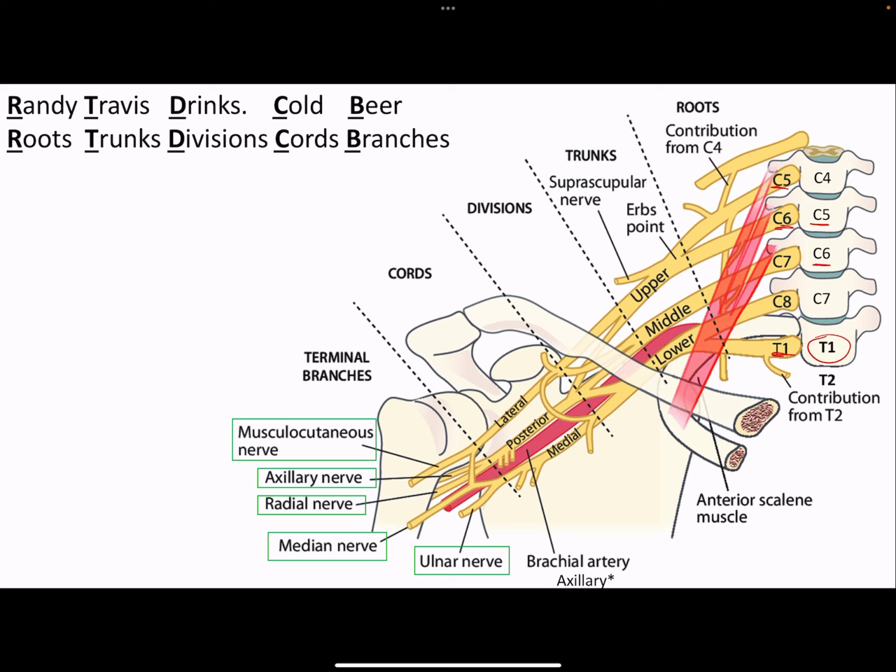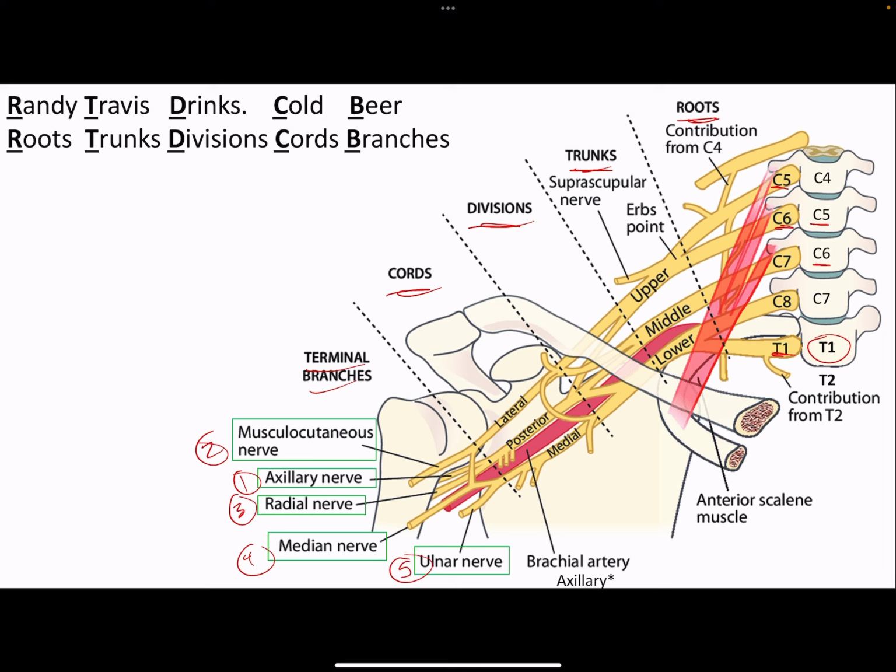Also, as they move proximal to distal, they get new names. So we have the roots, the trunks, the divisions, the cords, and the terminal branches. You can remember that with Randy Travis drinks cold beer. And the terminal branches, I like to think of these in the following order: axillary, musculocutaneous, radial, median, and ulnar nerve.